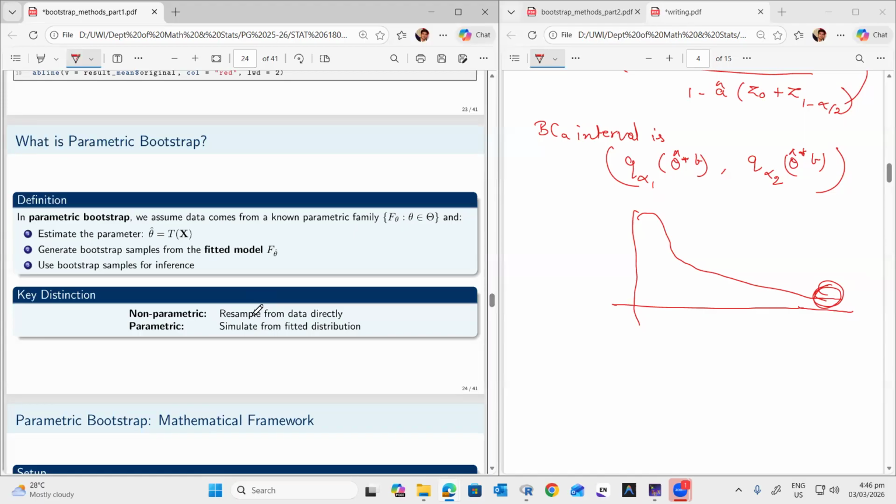So in parametric bootstrap, we assume that data comes from a parametric family, say f theta, and theta belongs to the parameter space capital Theta. We estimate the parameter theta cap from the sample statistic T(x), and generate the bootstrap sample from the fitted model f theta cap, and we use the bootstrap sample for the inference. All right. So what is the difference in both of them?